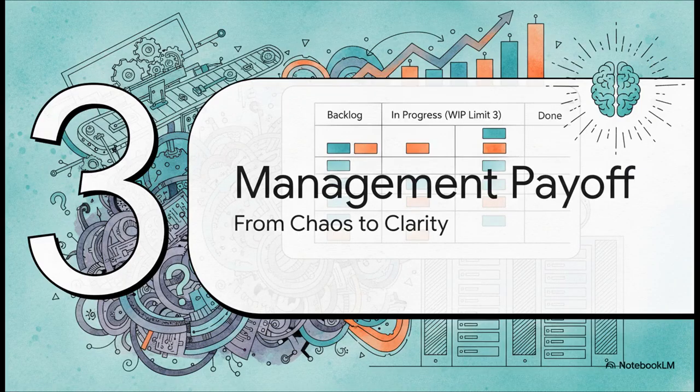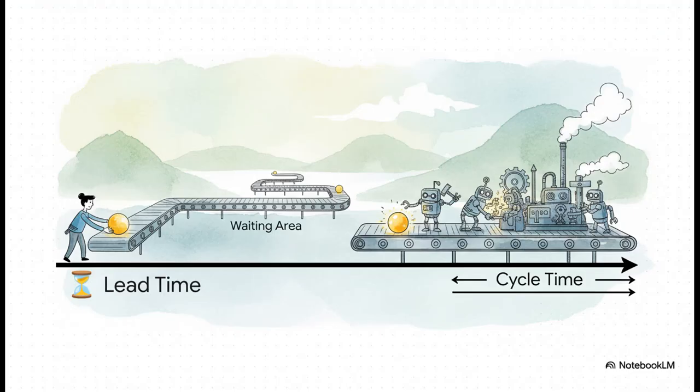Okay, so what does all this mean for you as a manager? This is where Kanban goes from being just a team tool to a seriously strategic management system. It's how you finally move from managing chaos to managing with crystal clear data. The best part is the system just generates this incredibly valuable data for you.